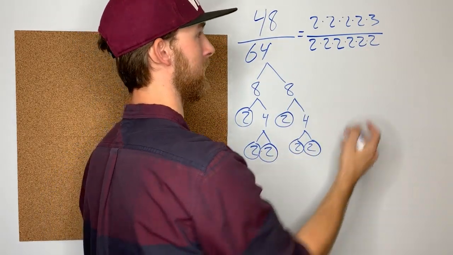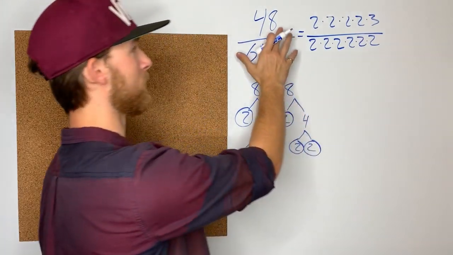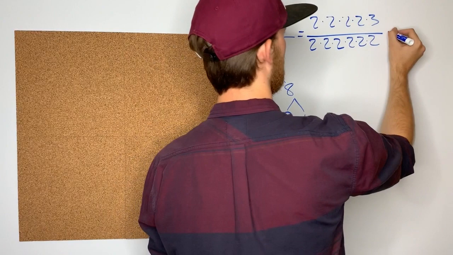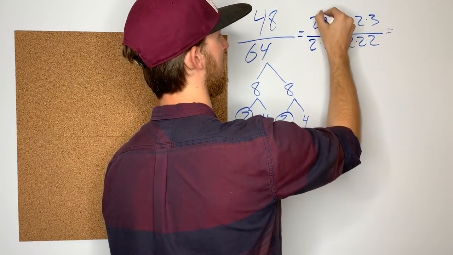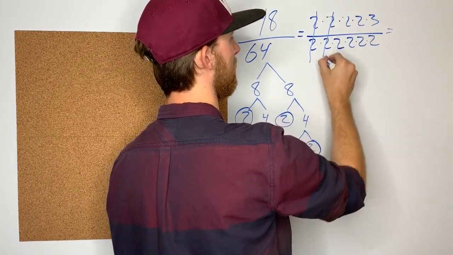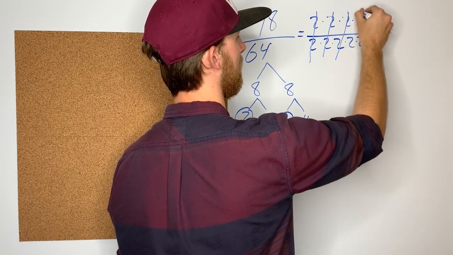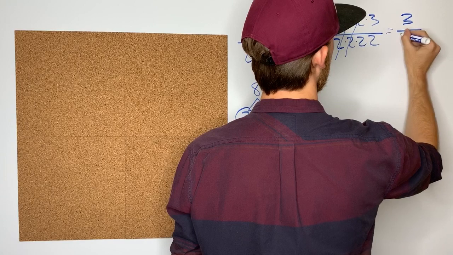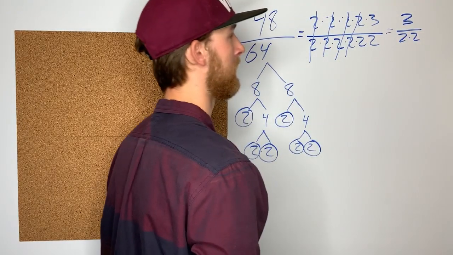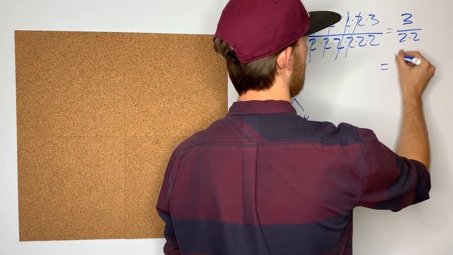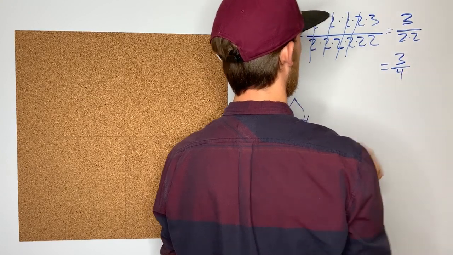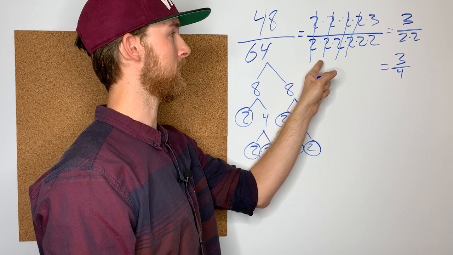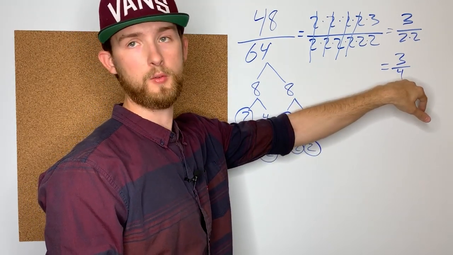Okay, cool. So now we can reduce the fraction without having to worry about breaking this down in our head or anything like that. We can just look at this and it's just a cross out. 1 of the 2's cross out, 2 of the 2's cross out, 3, 4. What we're left with is 3 over 2 times 2. That's equal to 3 over 4. So this fraction, by using prime factorization, reduces to 3 over 4.